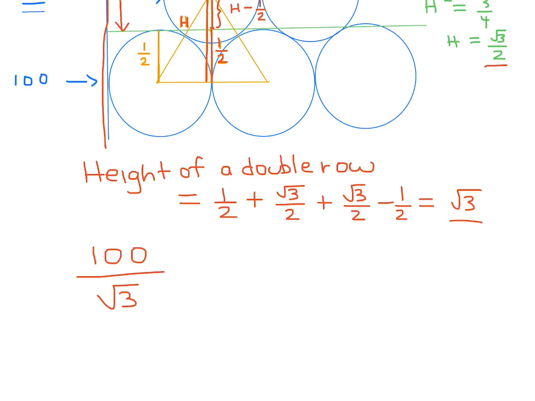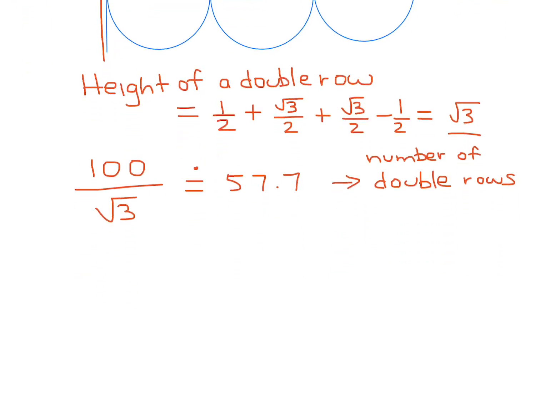If you have a square that is height 100 and each double row has a height of root 3, 100 divided by root 3 would give you the number of double rows. So if you do this, you will get approximately 57.7. And this represents the number of double rows. Okay? So we've got 57 double rows.